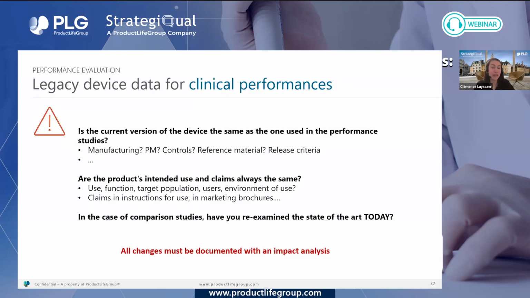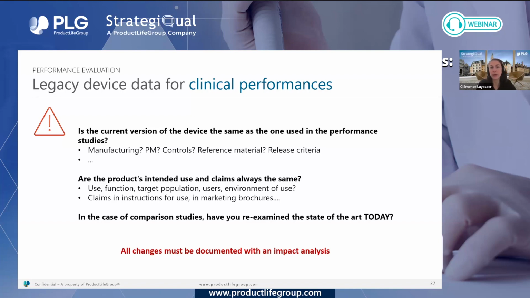Finally, with regard to clinical performance, the points of attention are broadly the same as those to be considered for demonstrating scientific validity and analytical performance. Is the version of the device used to perform the test the same as the one being evaluated? Changes in the manufacturing process, in the control use, in the reference material, etc. Are the intended use and claim the same?